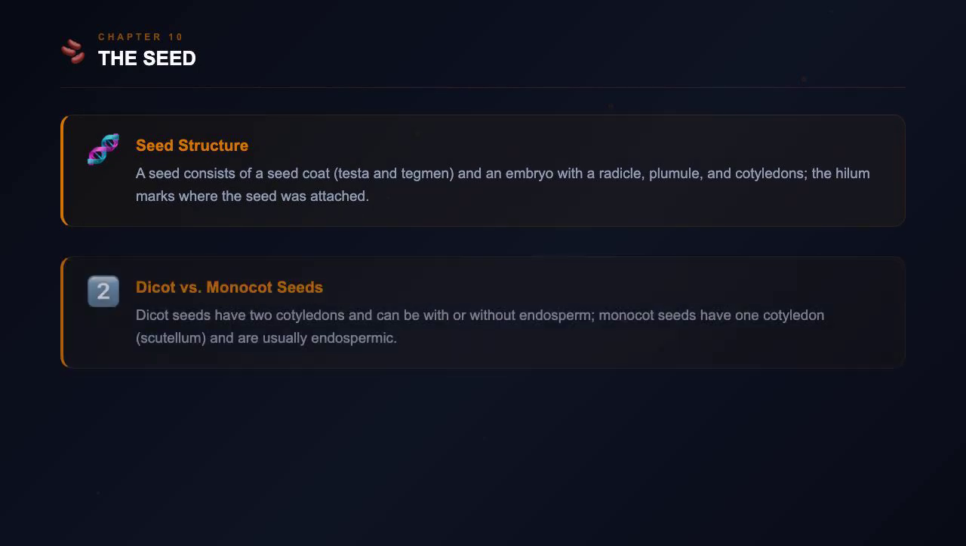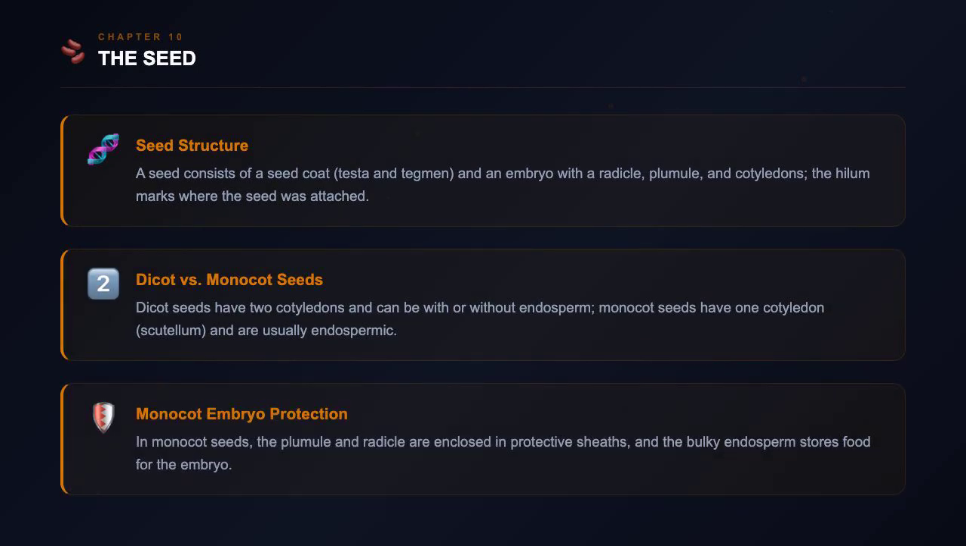A seed has 2 main parts: the seed coat and the embryo. The embryo consists of the radicle, plumule, and cotyledons. Dicot seeds have 2 cotyledons, while monocot seeds have 1. The seed coat has 2 layers, the testa and the tegmen. A scar on the seed coat, called the hilum, shows where the seed was attached to the fruit.